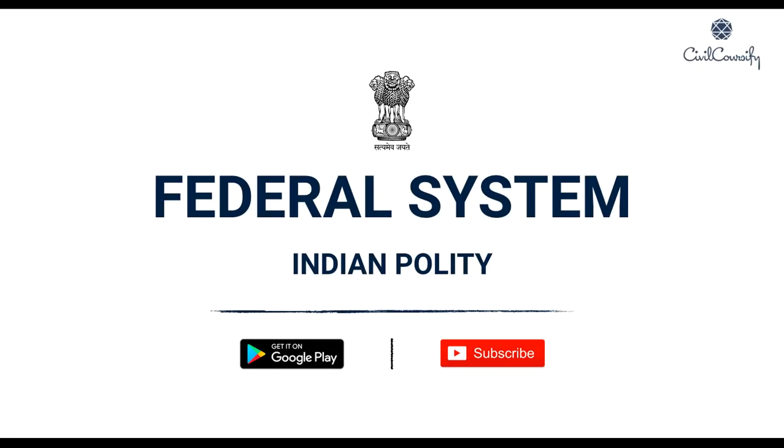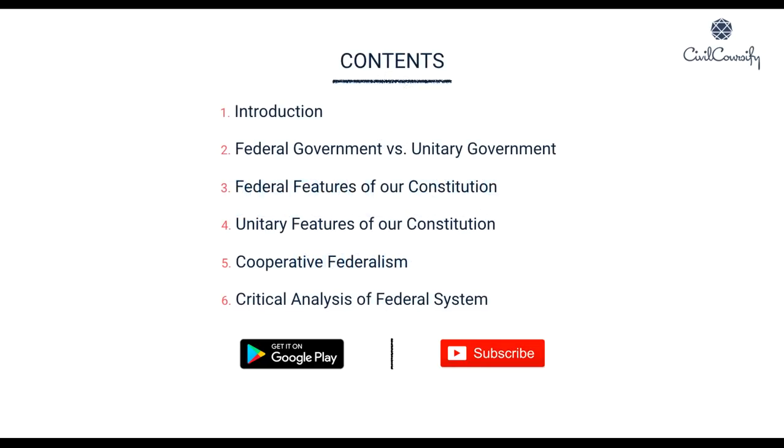Hello everyone. In this video we'll understand the federal system of India. The contents of this video are: first, we'll look at the introduction of the entire concept. Second, we'll understand the difference between the federal as well as the unitary form of government. Third and fourth, we'll look at the federal as well as the unitary features of our constitution. And then we'll understand the concept of cooperative federalism. And last, we'll critically analyze the federal system of India. Alright then, let's begin.